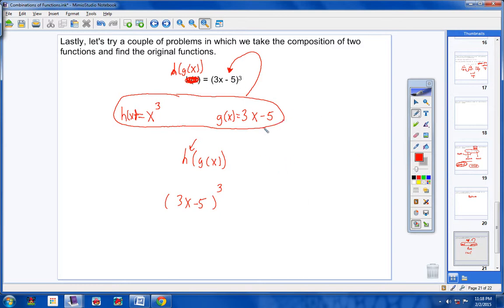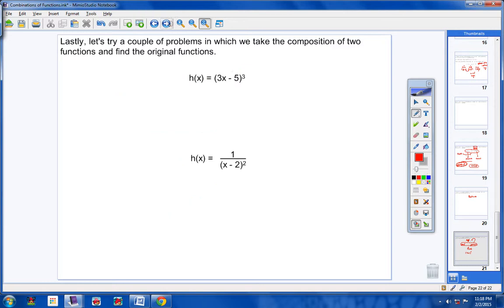Right here, where if I took these two functions right here and took h of g of x, I would get this right here. Let that sink in, okay? It's not easy to do, but it's something you should be able to do, okay? Let's try another one. Copy this in your notes, please. Let's try this one here.